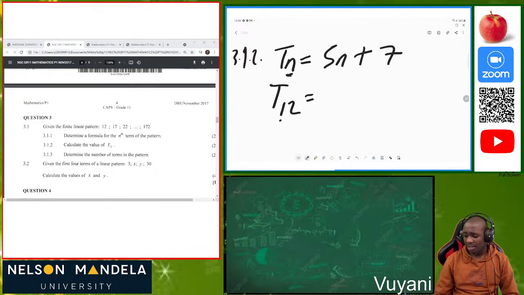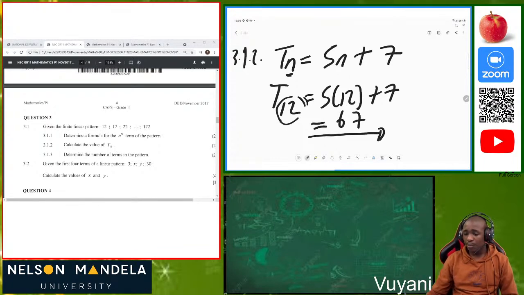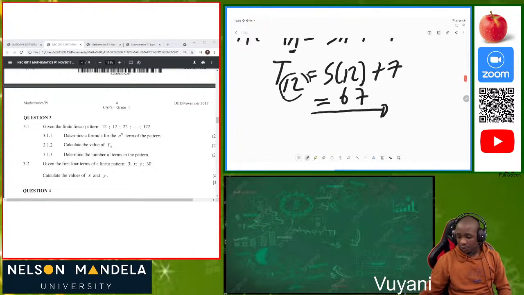That won't be hard, because wherever we see n in our nth formula or general formula, we will substitute by the subscript here, which is 12. So we're going to say 5 times 12 plus 7. Then 5 times 12 is 60. 60 plus 7, and you get 67. So that will be our answer.